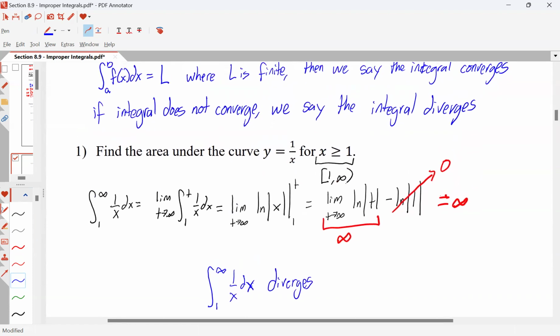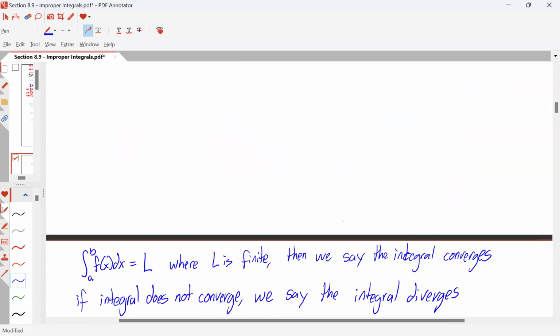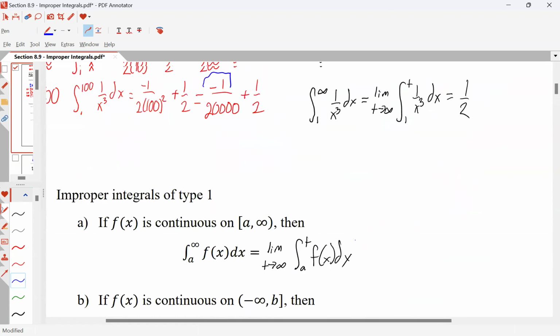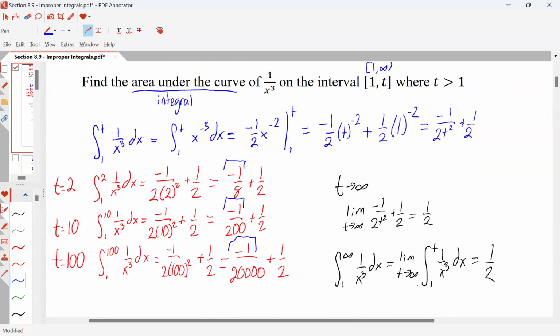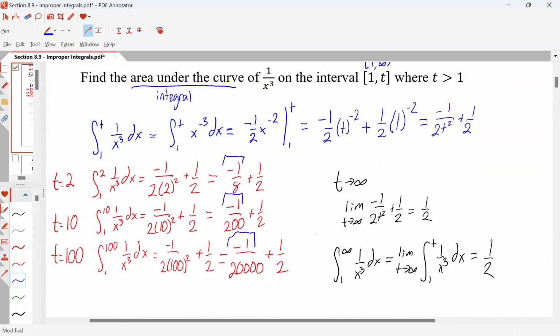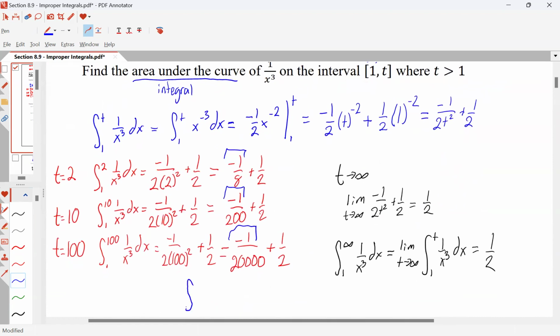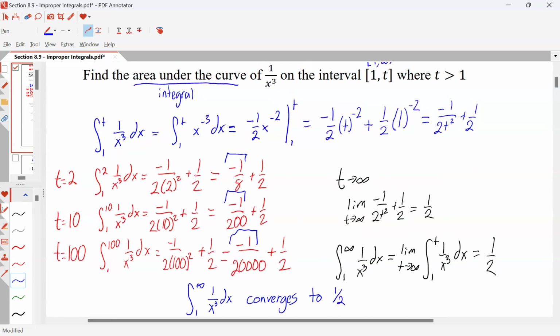Going back to apply this wording to the previous problem we looked at, we did get a number at the end. So the integral from 1 to infinity of 1 over x cubed dx converges. We get a number at the end of our limit, and it converges to 1/2. There is our new wording.